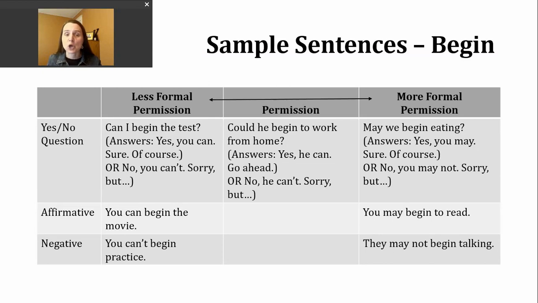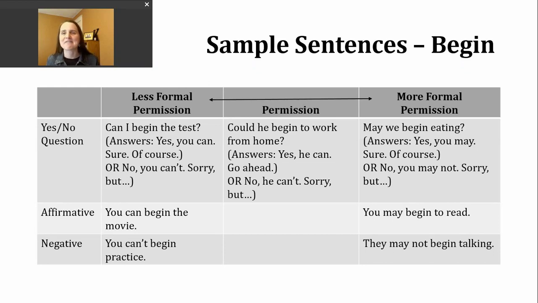You could tell someone, go ahead. You could also say, sure, of course. All of those would be fine. Or if you want to respond in the negative, you can say, no, I'm sorry. No, he can't. And you might hear some people say, sorry, but, and provide a reason to explain why they are not giving permission.